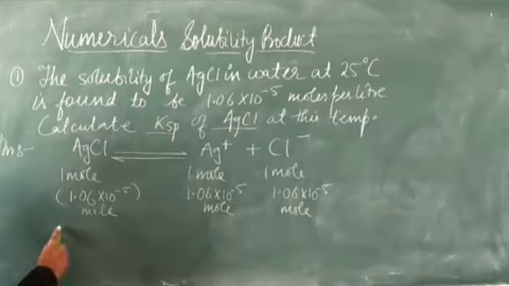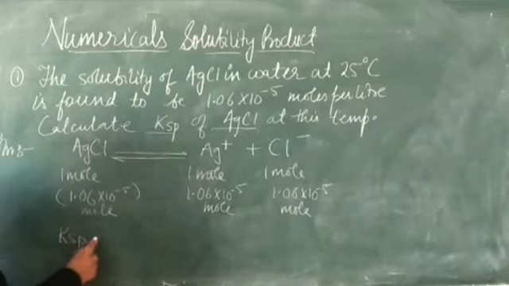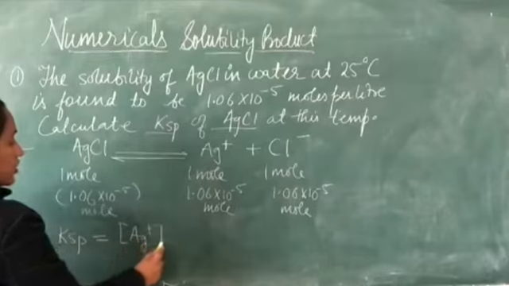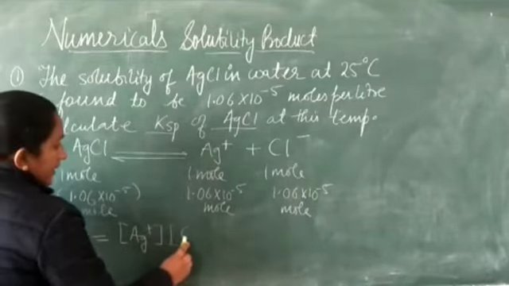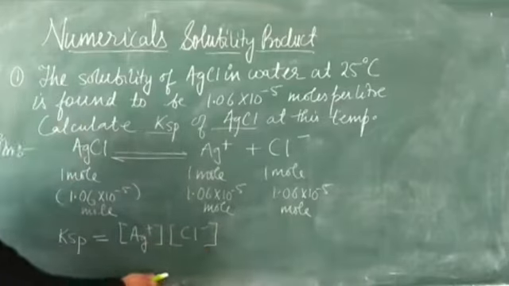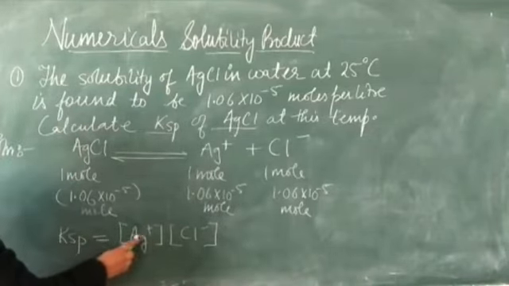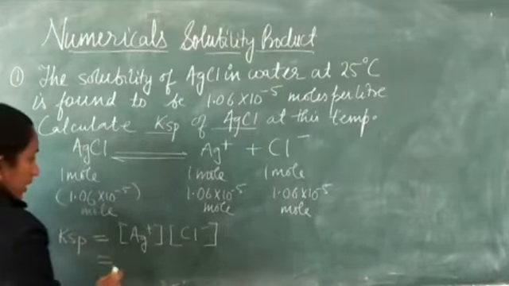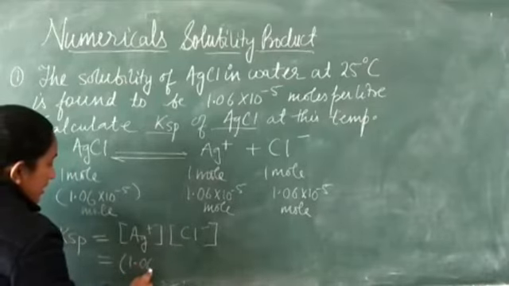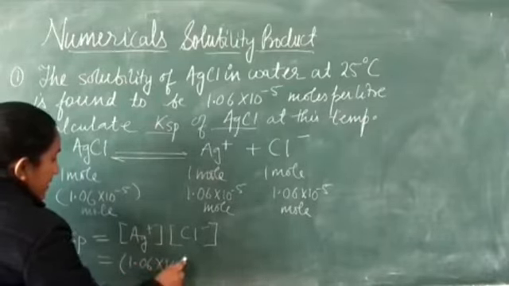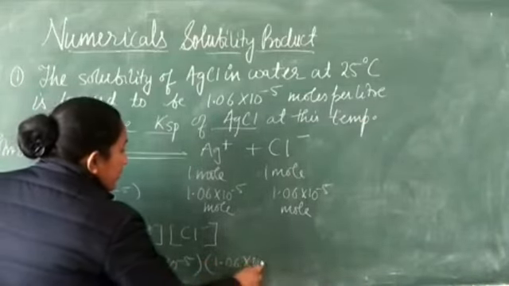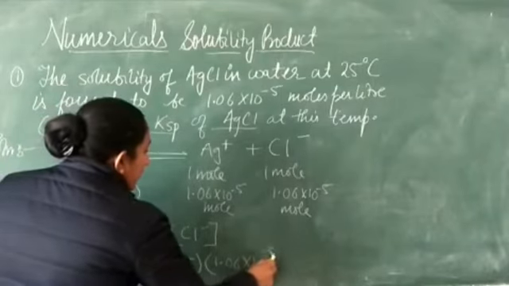Now students, we will write down the KSP. The KSP expression will be the product of the molar concentration of silver ion and that of the chloride ion. You will put here the molar concentration, that is moles per unit volume. It is 1.06 into 10 raised to power minus 5. Here also it is 1.06 into 10 raised to power minus 5, students.